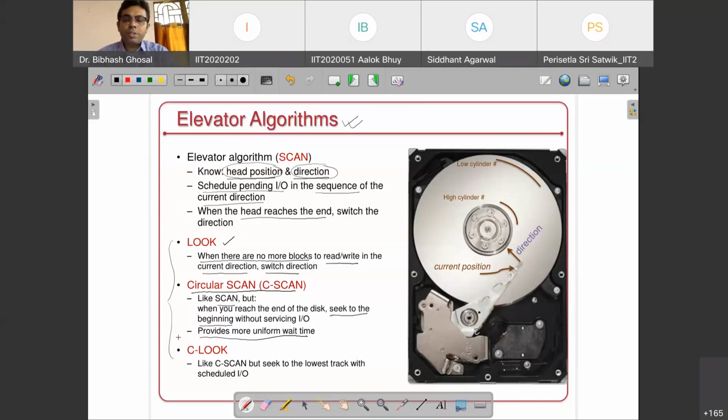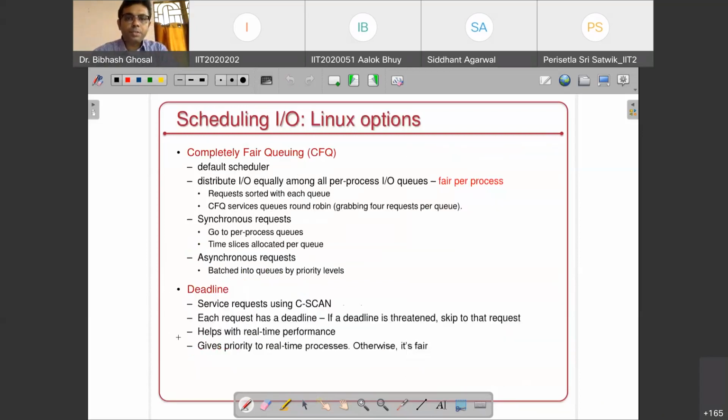Is the concept clear how the disk gets accessed? Anyone? Any problems regarding this? Is it clear? Okay.